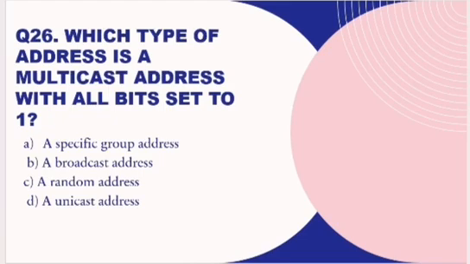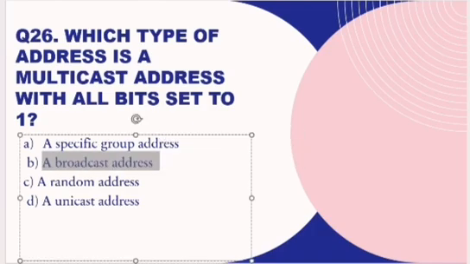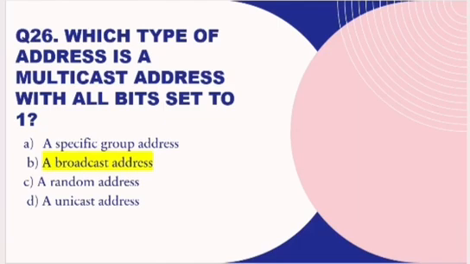Moving on to the next question, question number 26. Which type of address is a multicast address with all bits set to 1? Option A, a specific group address. Option B, a broadcast address. Option C, a random address. Option D, a unicast address. So the correct answer for this question is option B, a broadcast address.